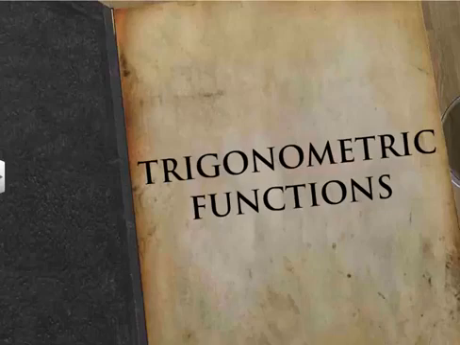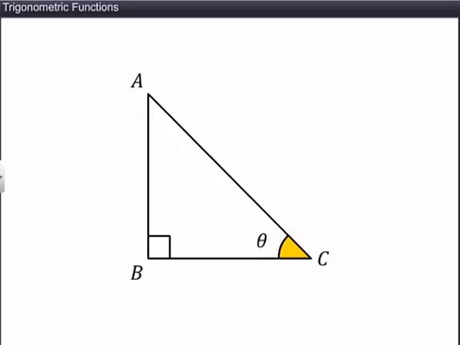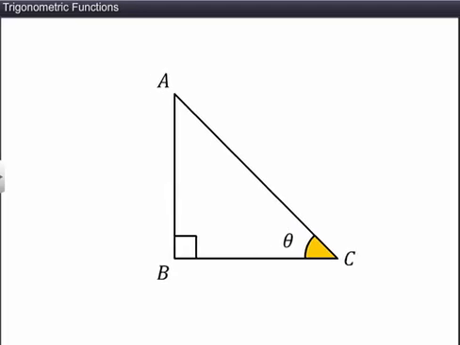In this module, you will learn about trigonometric functions. Take a look at the right-angled triangle ABC, right-angled at B. We know that in this triangle, the ratio of any two sides in a particular order gives rise to 6 different trigonometric ratios for the angle theta.